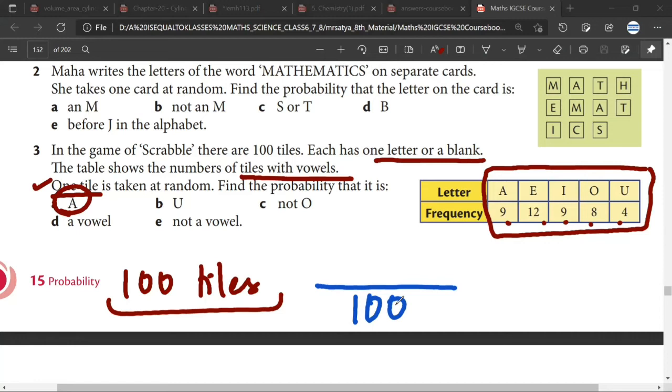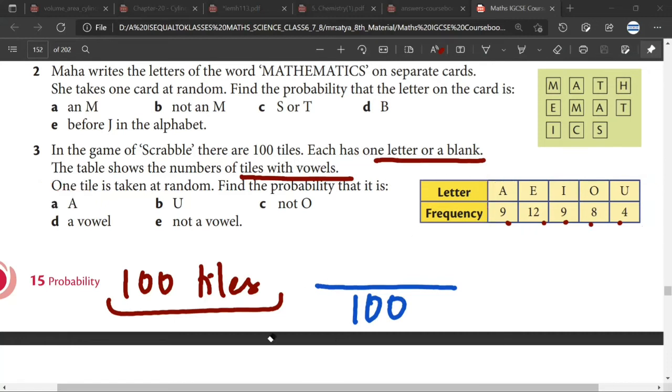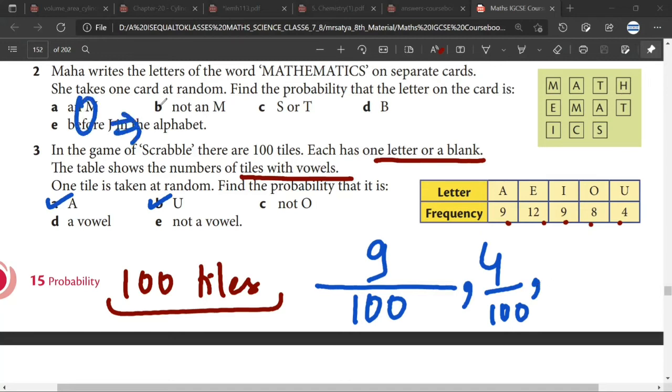So how many times will I get an A, Mr. Satya? 9 times. Any doubt? No doubt, sir. How many times can I get a U? 4 times, out of options which are 100. Yeah. How many times can I get an O? 8 upon 100. The probability of getting an O is 8 upon 100.